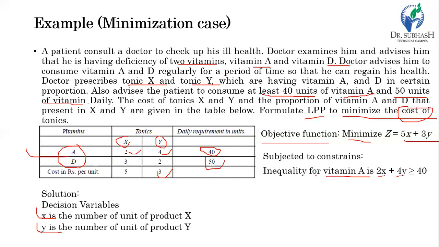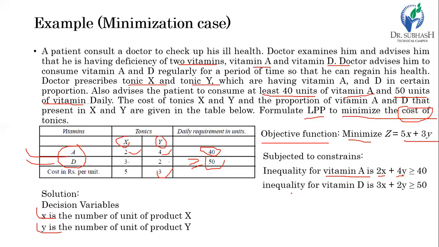Now let's consider vitamin D. The constraint for vitamin D is 3x plus 2y, which must be greater than or equal to 50, because again the requirement of D is a minimum of 50 units per day. So these are the two constraints of vitamin A and vitamin D. No other constraint is given here.